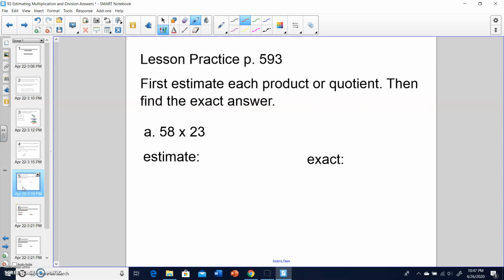Okay, let's go into lesson practice, page 593. You pause the video and practice them, and then check the answer when you're done.